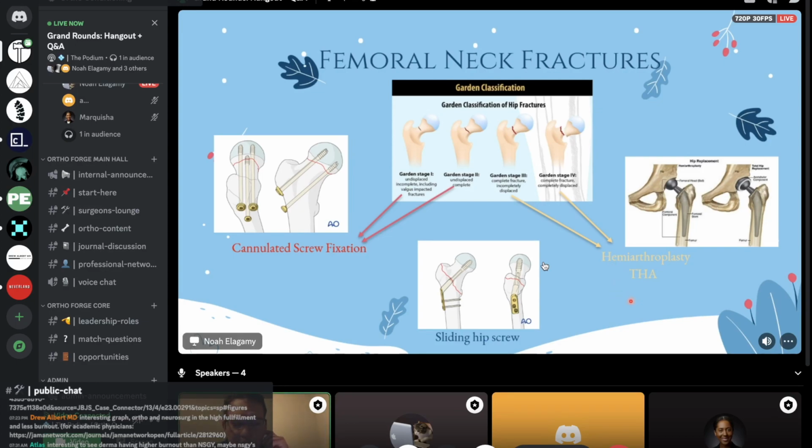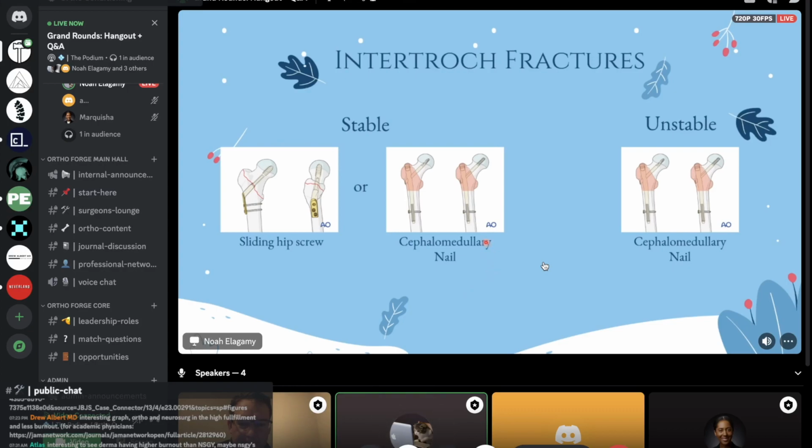Yeah, so you wouldn't really compare them with the arthroplasty, but you would compare them with the screws. So in young patients, generally the go-to is sliding hip screws for femoral necks, with sometimes a cannulated screw that acts as what they call an anti-rotational screw. And you can use sliding hip screws for stable intertrochs. So the pattern shown in this image is a stable, simple intertroch. Yep, and that's the next slide.